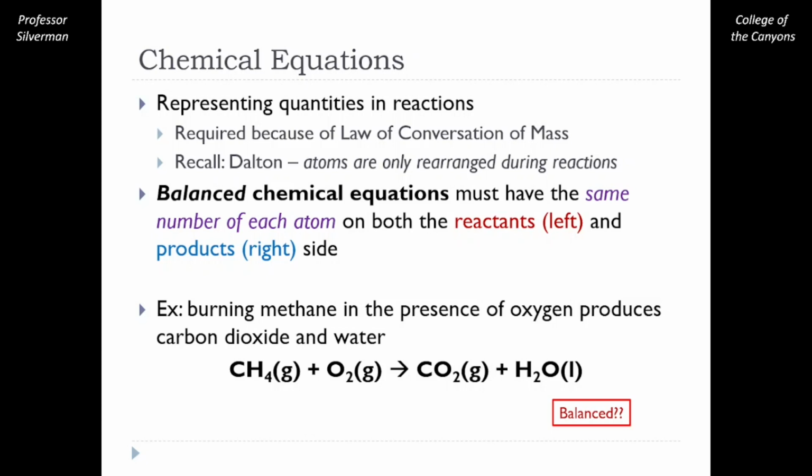Our example down below, we can make a tally. Do we have the same amount of each atom? On the left side, we have just a single carbon. On the right side, we also just have a single carbon. For our hydrogen, we have 4 on the left. And on the right, we have just 2 hydrogens.